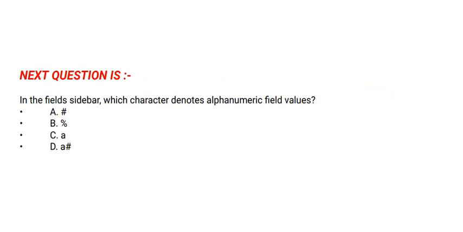Now the question is, in the fields sidebar, which character denotes alphanumeric field values? Options are option A hashtag, option B percentage, option C a, and option D a hashtag. The correct option is option C.